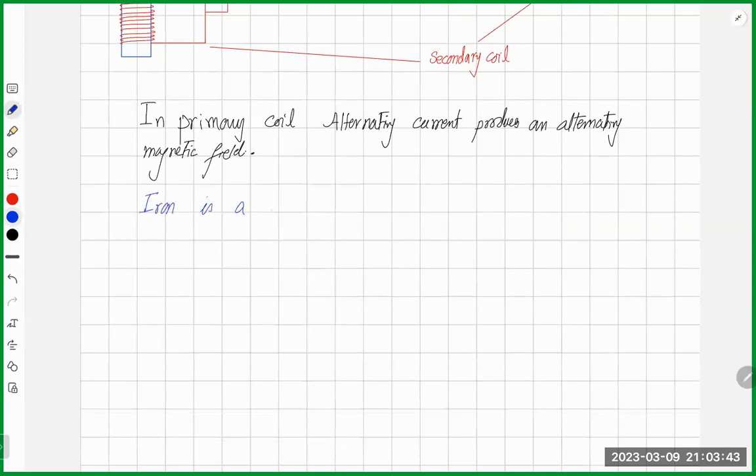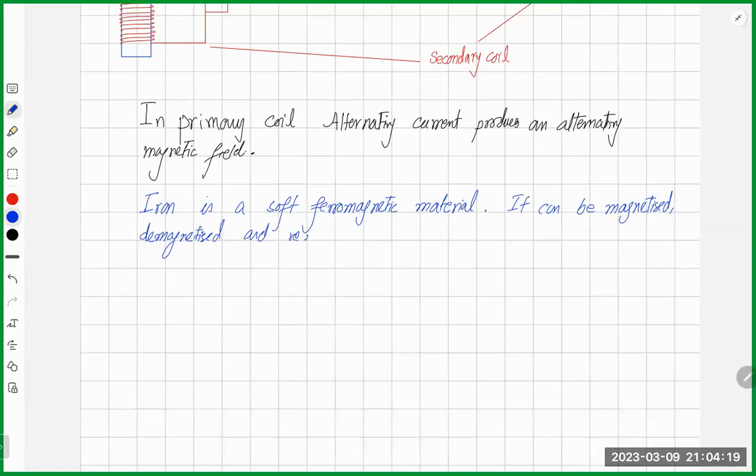Iron is a soft ferromagnetic material. It can be magnetized, demagnetized, and remagnetized easily.